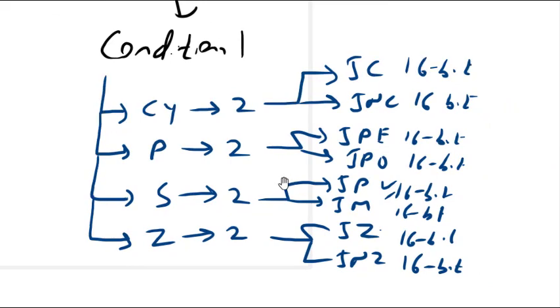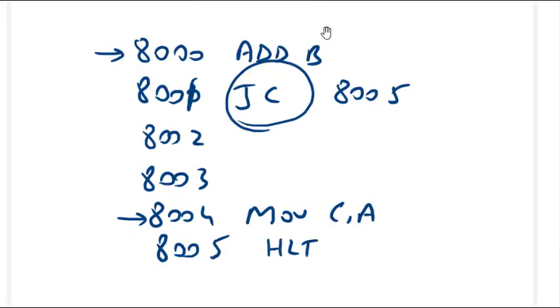And one more thing, while checking any flag: after ADD B, the flag may be set or reset. So if you want to check the condition, you must check the flag immediately after this instruction, otherwise the flag may be lost. This is how we use the jump instruction.